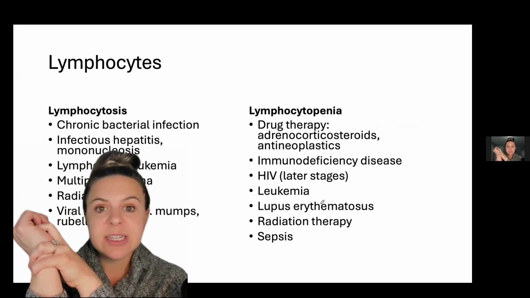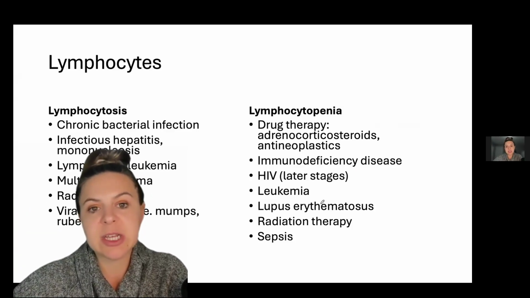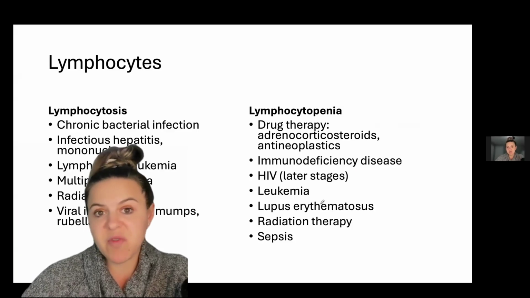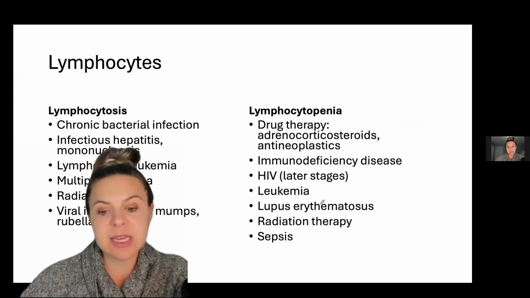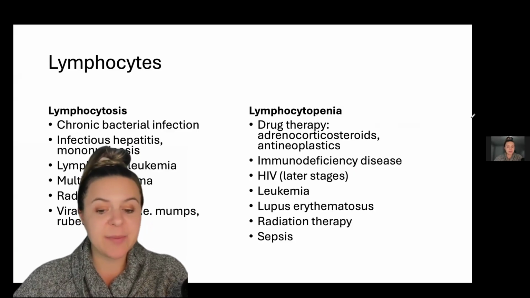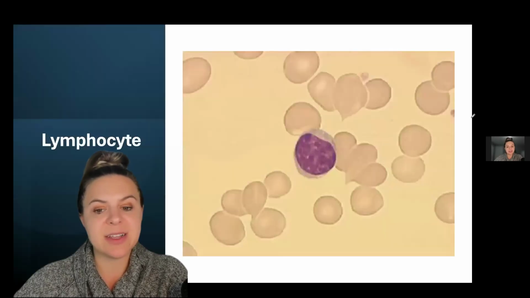Versus lowering of our T's and B's and natural killer cells, we can see that with certain drugs or medications, in an immunodeficient state or disease, for example, HIV in its later stages. Leukemia and lupus, radiation therapy, and sepsis can lead to a lower count of our T's and our B's.